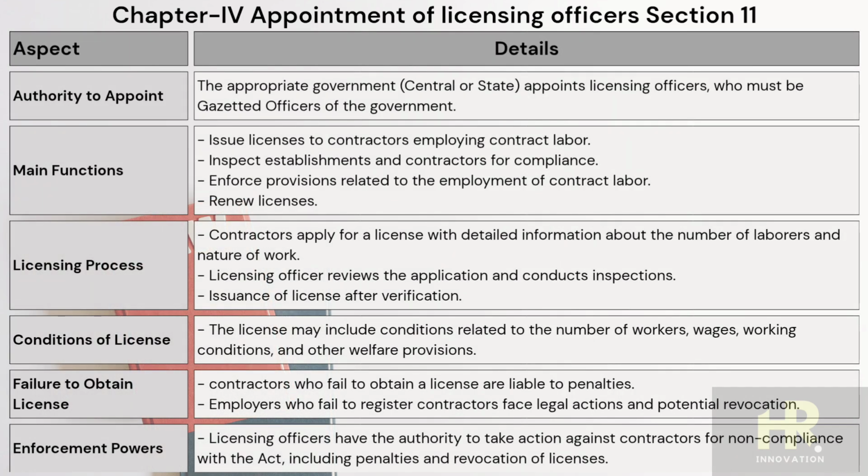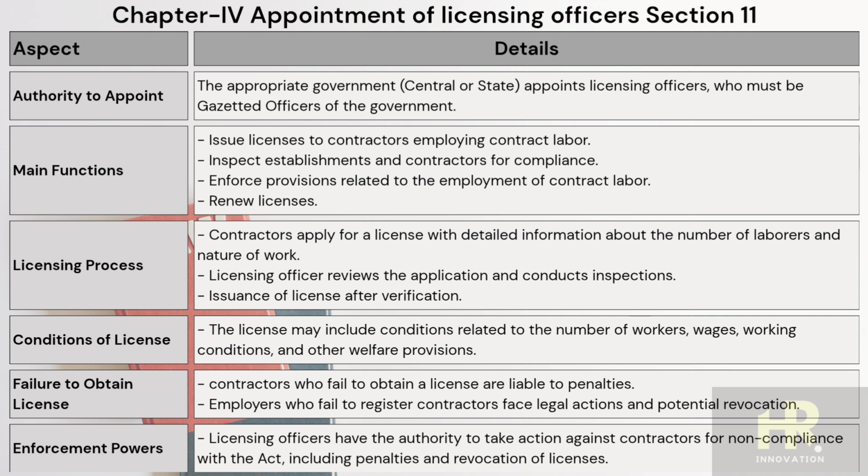Chapter IV, Appointment of Licensing Officers, Section 11. Step 1. The central or state government appoints licensing officers. They must be gazetted officers, which means senior government officers with authority. Step 2. Licensing officers are responsible for issuing licenses to contractors, inspecting workplaces, enforcing the rules of the Act, and renewing licenses when needed.